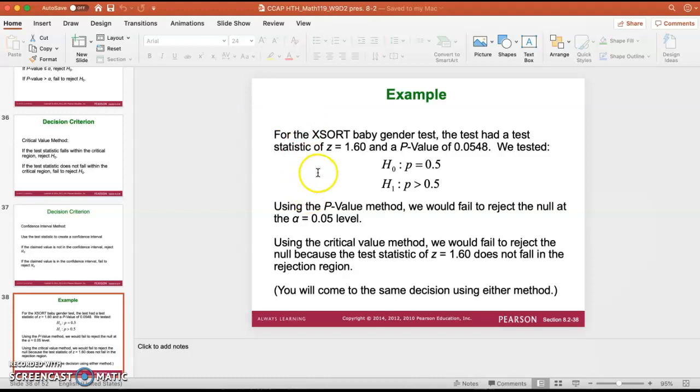Just continue on with the example there. So same XORT method context here, same alternative and null hypotheses. Using the p-value method, we would fail to reject the null at the 0.05 significance level, since we got that p-value of 0.0548, and 0.0548 is greater than 0.05, so that's why we failed to reject it. And then the same thing would happen with the critical value method. Since we got our test statistic of 1.6, the 1.6 is less than the critical value of 1.645. So in either case, we fail to reject H0.